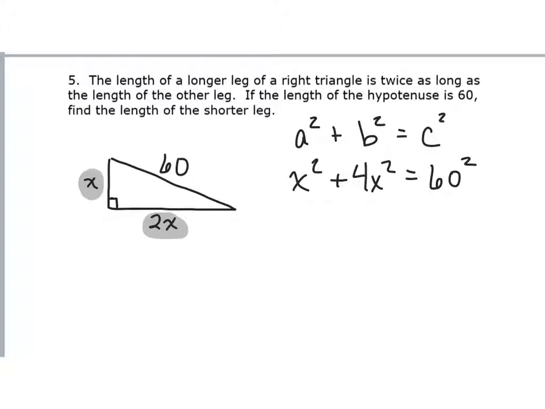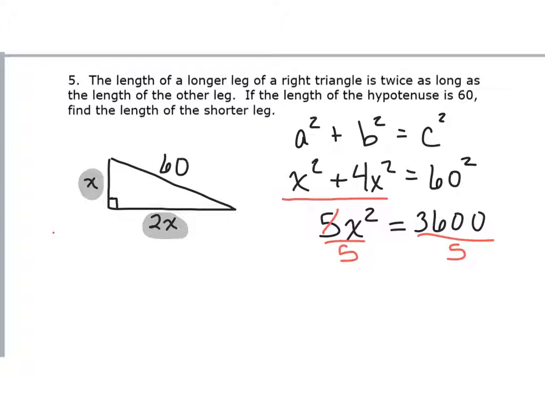Anybody know what we do next? Yes, simplify. We're going to combine our like terms. I have 1x squared plus 4x squared. How many total x squareds do I have? 5x squared. What is 60 squared? 3,600. Next, what do I do? Divide both sides by 5. x squared equals 3,600 divided by 5, which is 720.